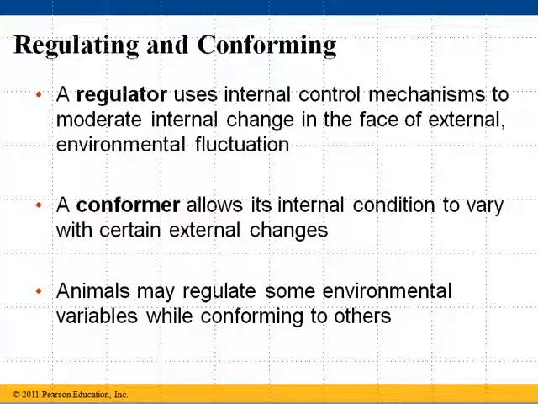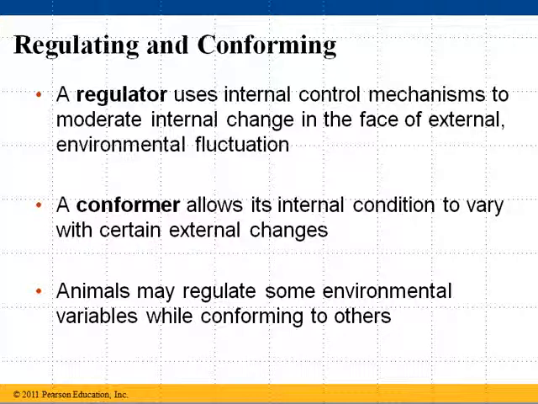A conformer is the opposite of that. A conformer will take the changes going on in the environment and, at least to some degree, allow those changes to affect its internal condition. So a conformer will allow its internal conditions to vary, at least somewhat, not always to the extremes, but somewhat with the external environment. And animals may regulate some environmental variables while conforming to others.